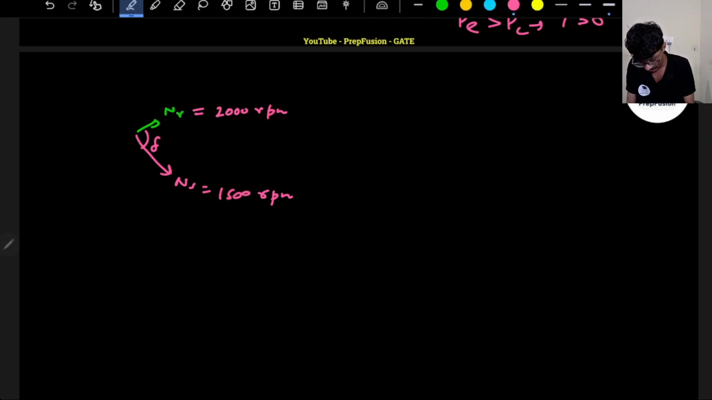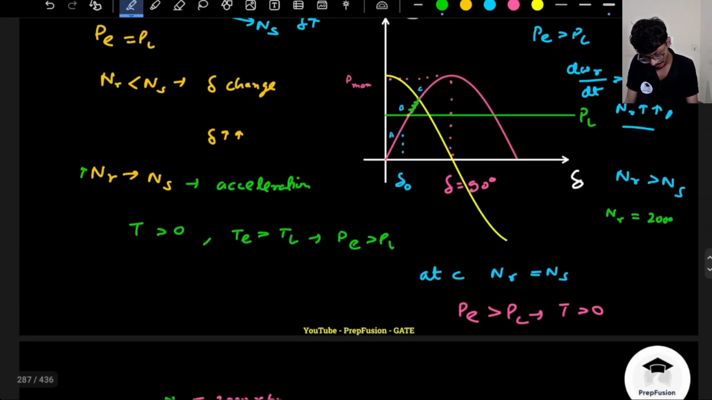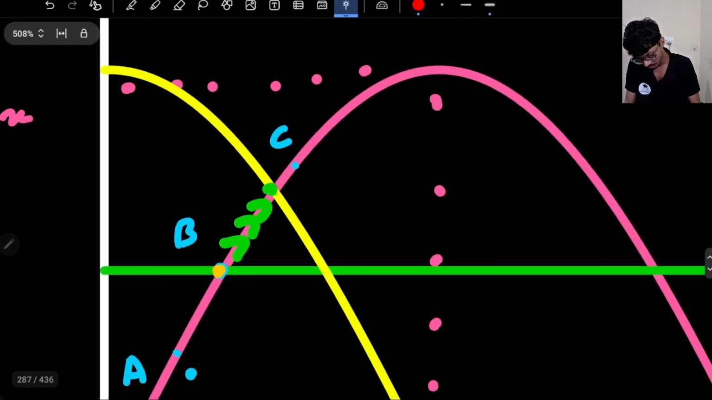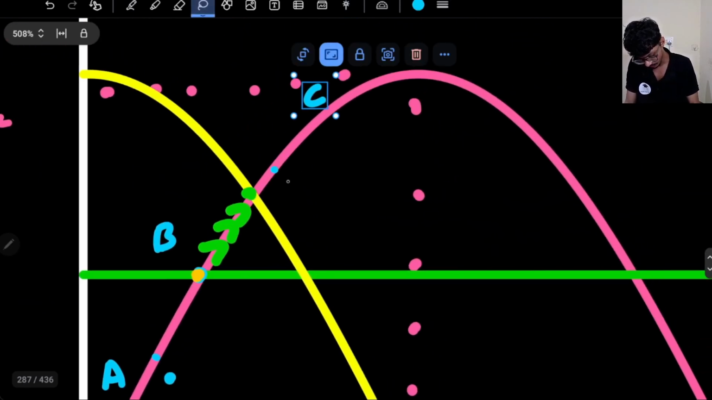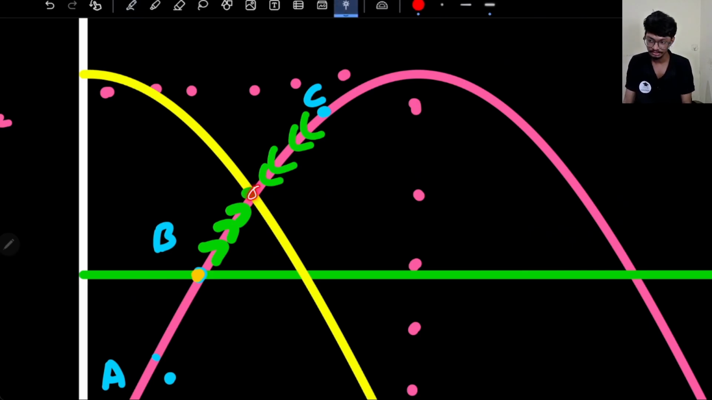So what will happen? Slowly the delta will reduce. If the delta reduces, that means I am coming back from C point. So let me mark the C point somewhere here, otherwise you will get confused. So let's say this is the C point, right? From C point I will come back basically, and again reach this position.